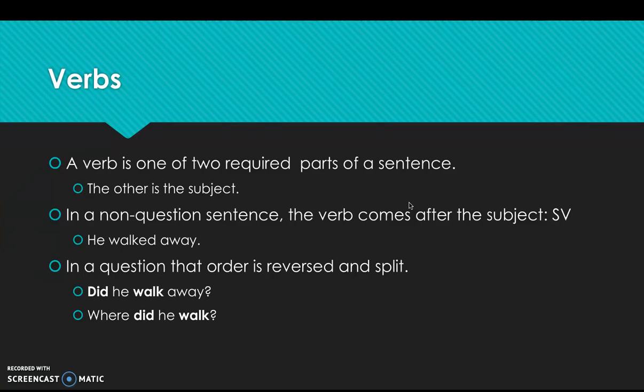If it was in a question, that order is both reversed and split. Did he walk away? So did and walk are verbs here. Or where did he walk? Same thing, did and walk. So in this case, with the question, you're going to have more than one verb, and at least part of it should come before the subject, which is still he.